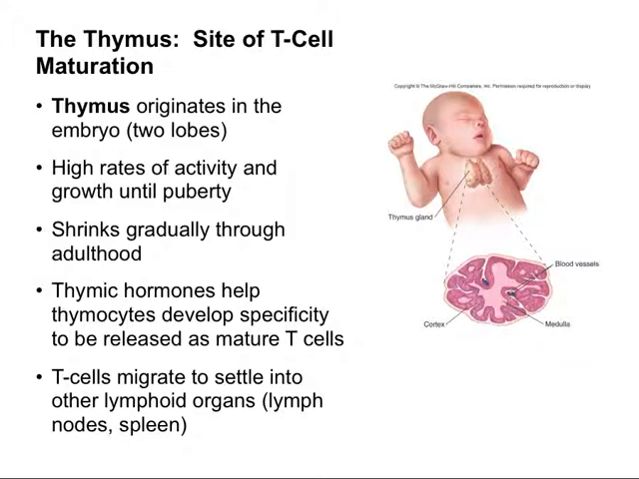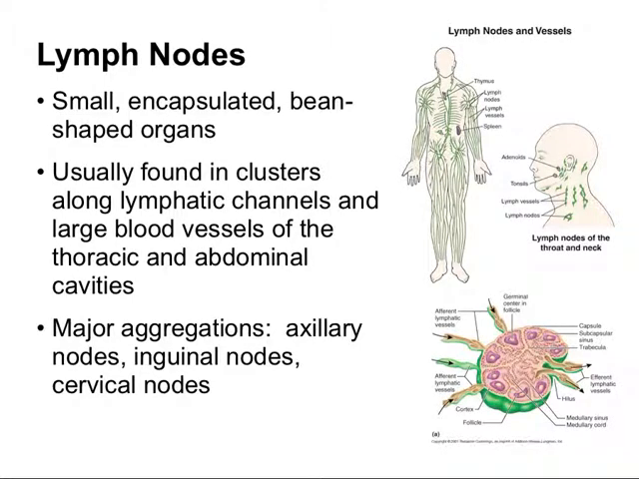The thymus is really the site of T cell maturation, and T cells, as you'll see, are integral in the immune response. It's thymic hormones, or hormones that stimulate the thymus, that help these thymocytes, which are essentially baby T cells, to develop their specificity and be released as mature T cells. After release, these mature T cells will migrate and settle into other lymphoid organs, like the lymph nodes or the spleen. So that brings us right into discussion of lymph nodes.